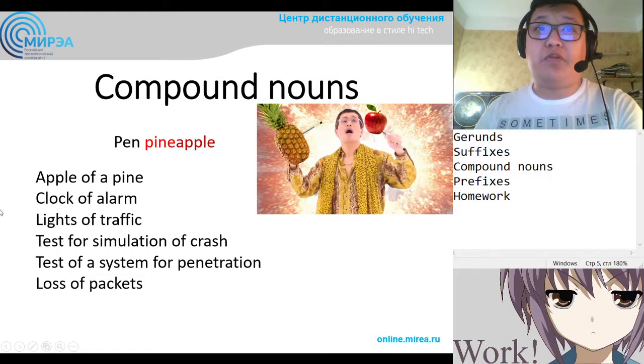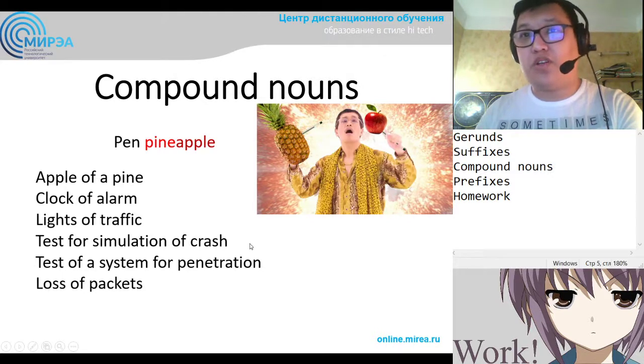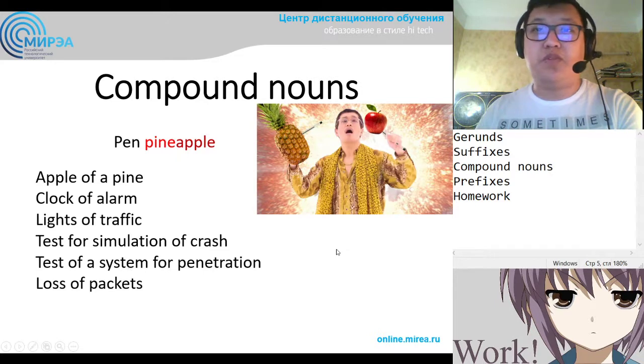So we wrap them up. The most important word is test. It should be in the end. And for these two, simulation of crash, the most important one is, of course, simulation. So going one by one from the end, it should be crash, simulation, test.